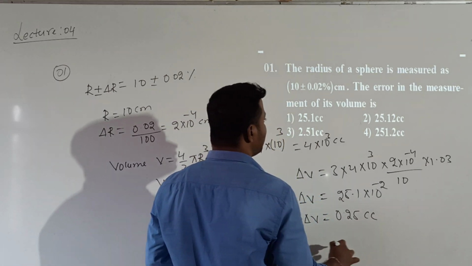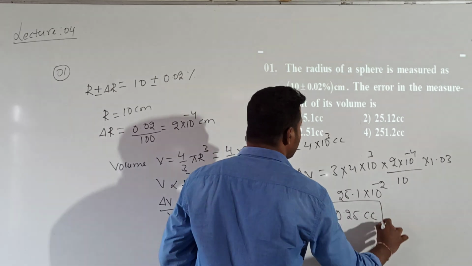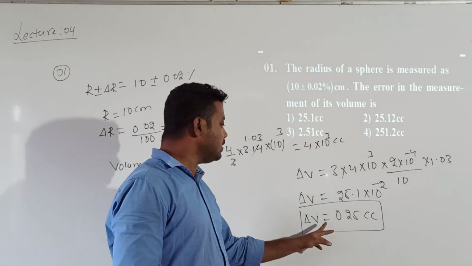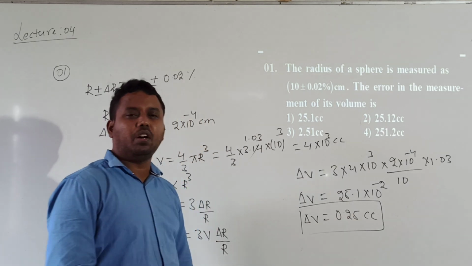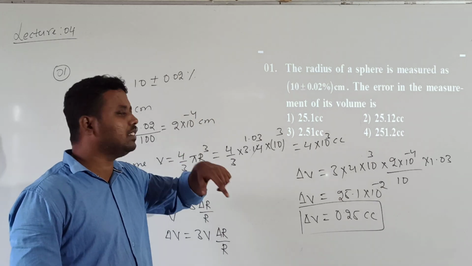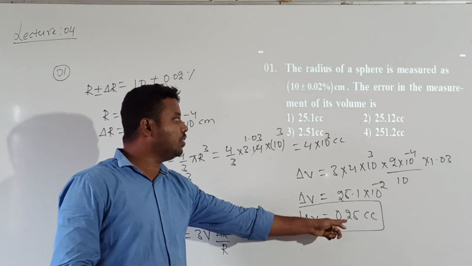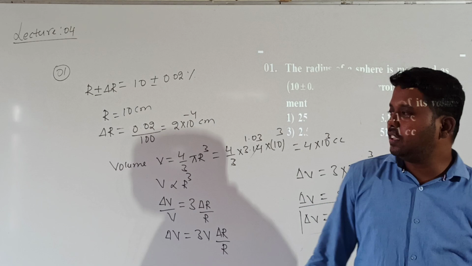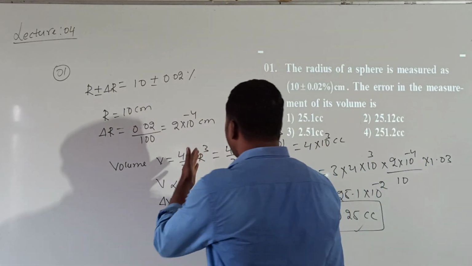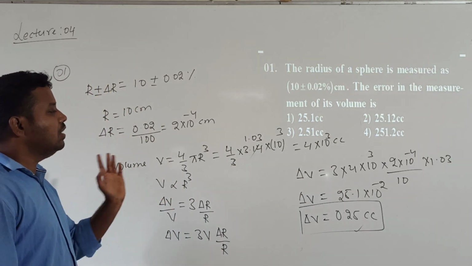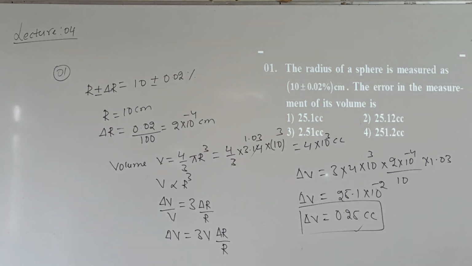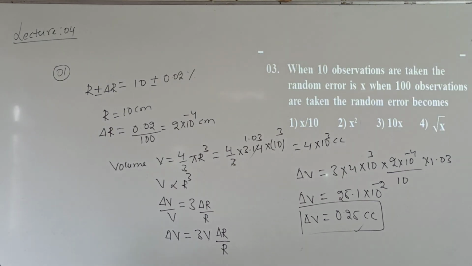In cc. The option is not given here. I think the option is given as 2.51 cc. But it is 0.25. The error is 0.02 in radius, so the volume error will be 0.25. Correct? So this is the only correct option for delta V. All numericals, everything, conversion we did correctly. So that is the value of delta V. Okay? Next question.